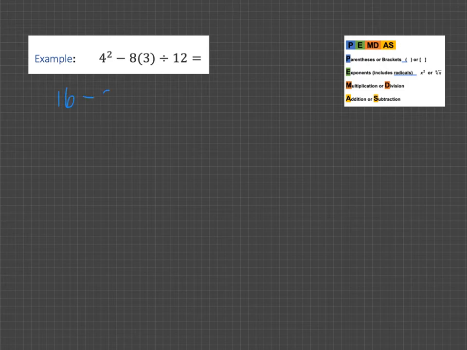So 16 minus 8 times 3 divided by 12. Now we go through our order of operations. We've taken care of exponents, and now multiplication and/or division. Well, we've got multiplication, 8 times 3, so 8 times 3 is 24, and then that's going to be divided by 12. Now we've got division, so we'll take care of that division. So 24 divided by 12 is going to be 2. 16 minus 2, we get 14.